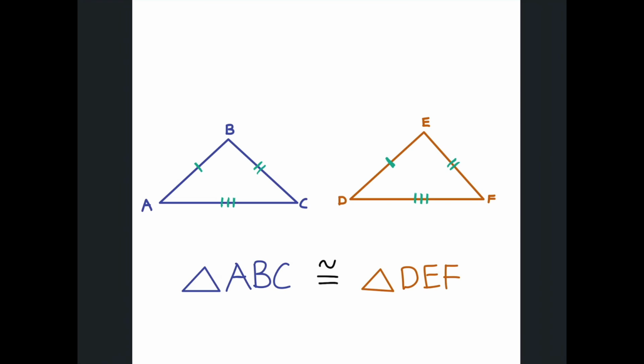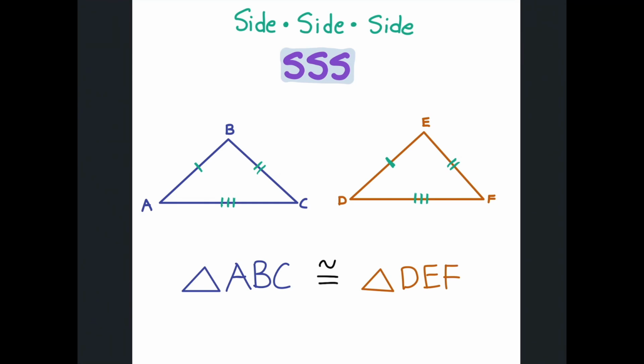This way of proving triangles congruent is called SSS, or side, side, side. If we can prove all sides of the triangle congruent, then the triangles are congruent.